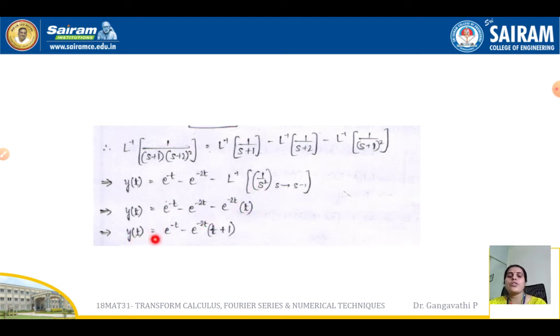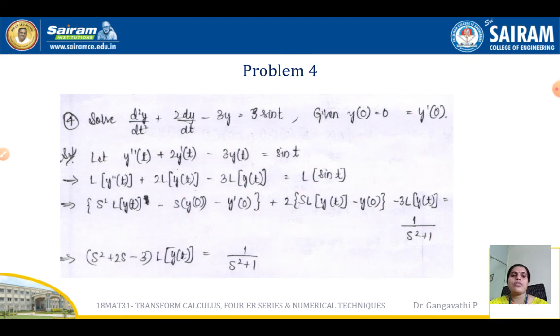So now you can group the terms. So y of t is equal to e to the power of minus t minus e to the power of minus 2t into t plus 1. So this is the way you need to solve a problem. Let us see another example. Solve d square y by dt square plus 2 dy by dt minus 3y is equal to 3 sin t, and the given conditions are there.